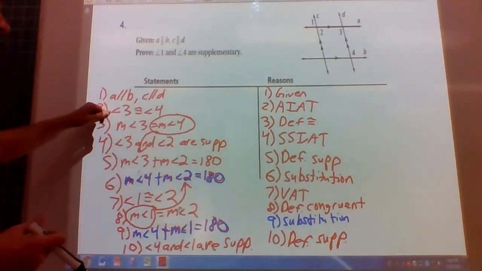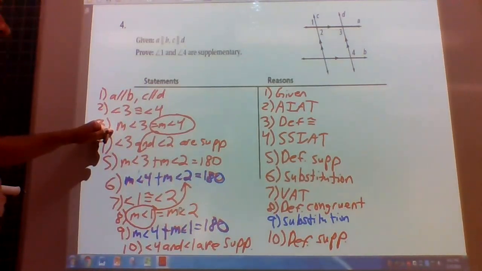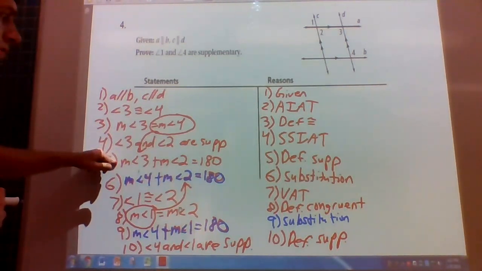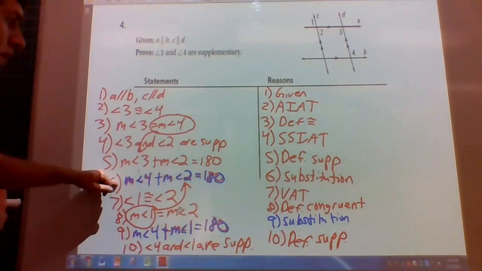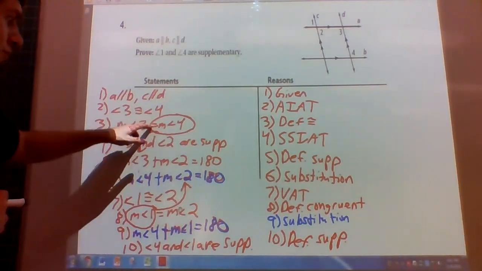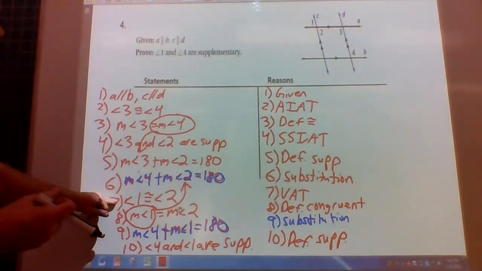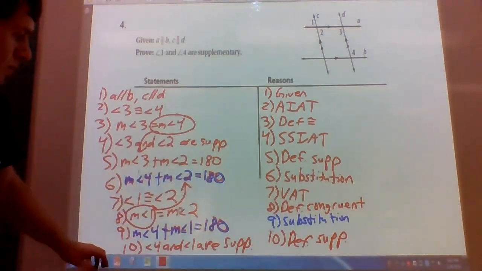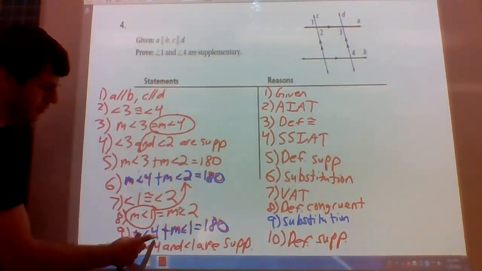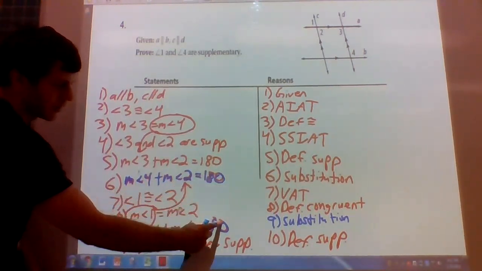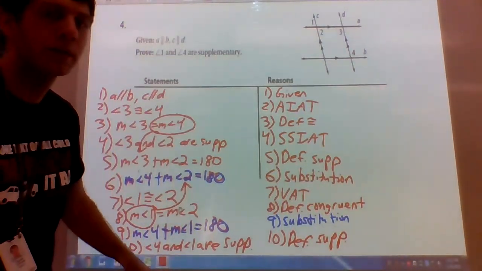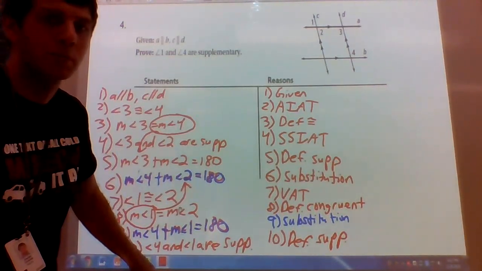So 4 and 3 are alternate interior. Definition of congruent tells us their measures are equal. Then from 3 to 2 is same side interior. So they're supplementary. Supplementary means their measures add up to 180. We can substitute in 4 for the 3. Okay, then we have vertical angles are congruent. So the measure of angle 1 equals the measure of angle 2. We can substitute the 1 in for the 2, because the 1 and 2 are equal. So we get the measure of angle 4 plus the measure of angle 1 equals 180. And since the measure of angle 4 plus the measure of angle 1 is 180, we know they're supplementary by the definition of supplementary.